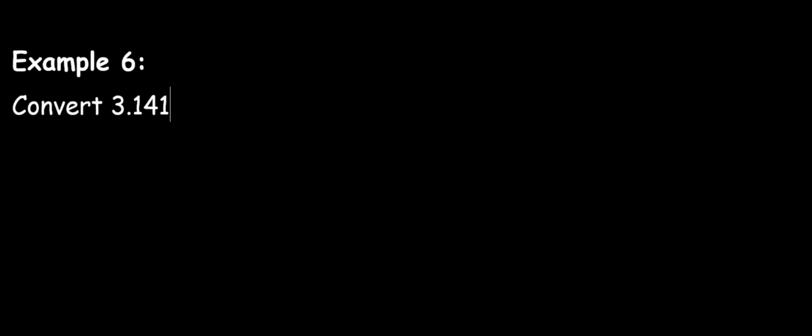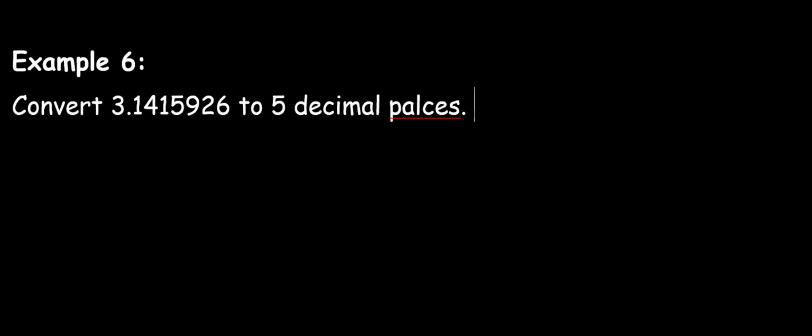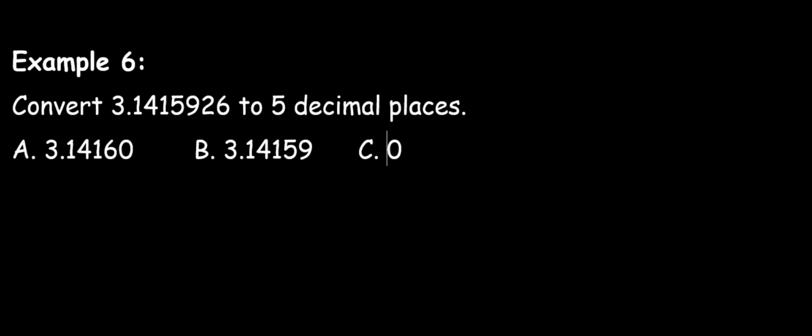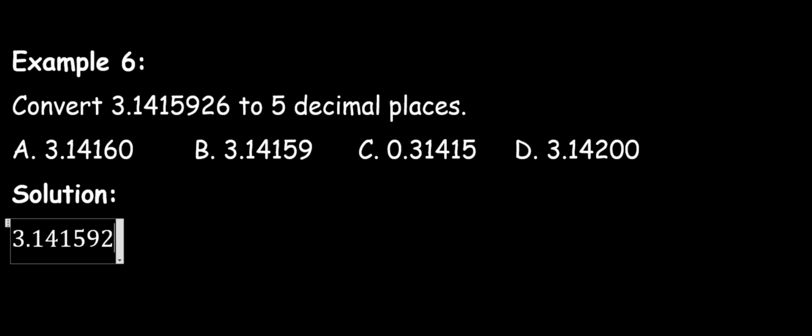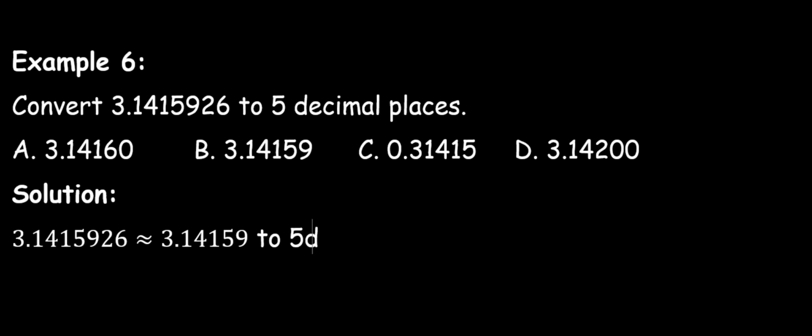Another example: convert 3.1415926 to 5 decimal places. Options: A, 3.14160. B, 3.14159. C, 0.31415. D, 3.14200. Solution: 3.1415926 is approximately equal to 3.14159 to 5 decimal places.